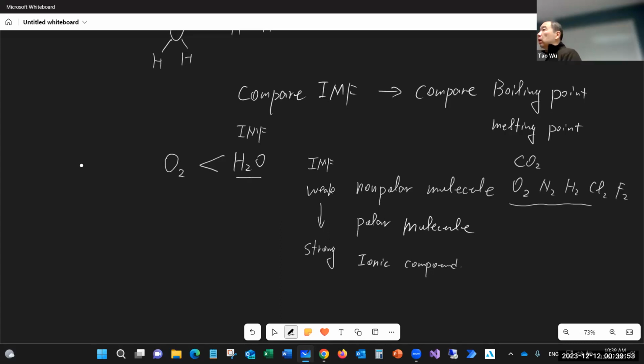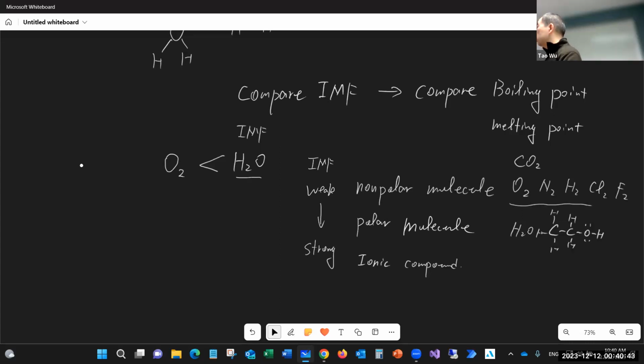For polar molecules, in general, take water. Water is a polar molecule, right? And also we talk about alcohol, ethanol. Ethanol is also a liquid at room temperature, so it is also a polar molecule. So this one will definitely be stronger. Since it is a polar molecule, its boiling point is higher. They have a higher intermolecular force, stronger than the non-polar molecules.